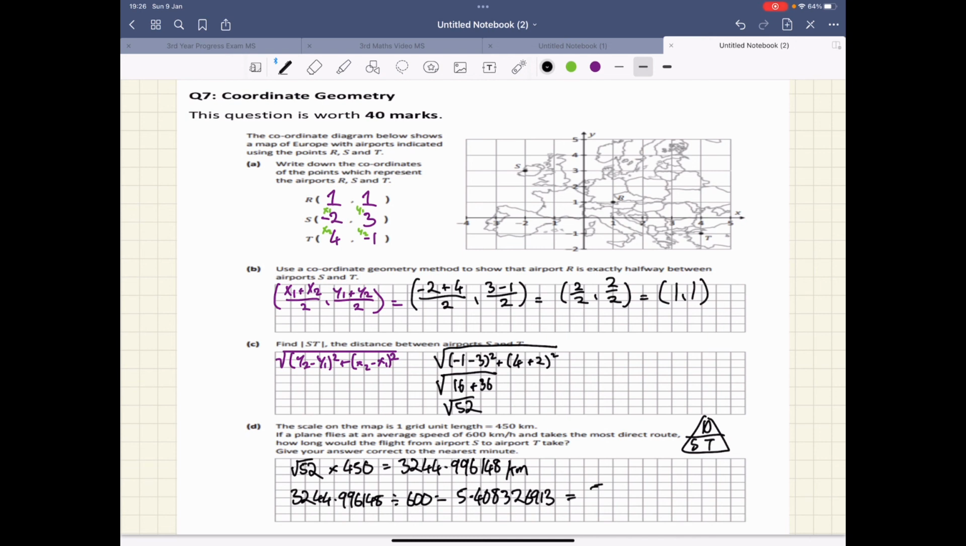So that's the same as 5 hours and 24.49964996 minutes. Well, I'm going to round that. It's 5 hours and 25 minutes. Okay? Because the 6 changes that to a 0, changes that to a 0, changes that to a 5. So you get 5 hours and 25 minutes.